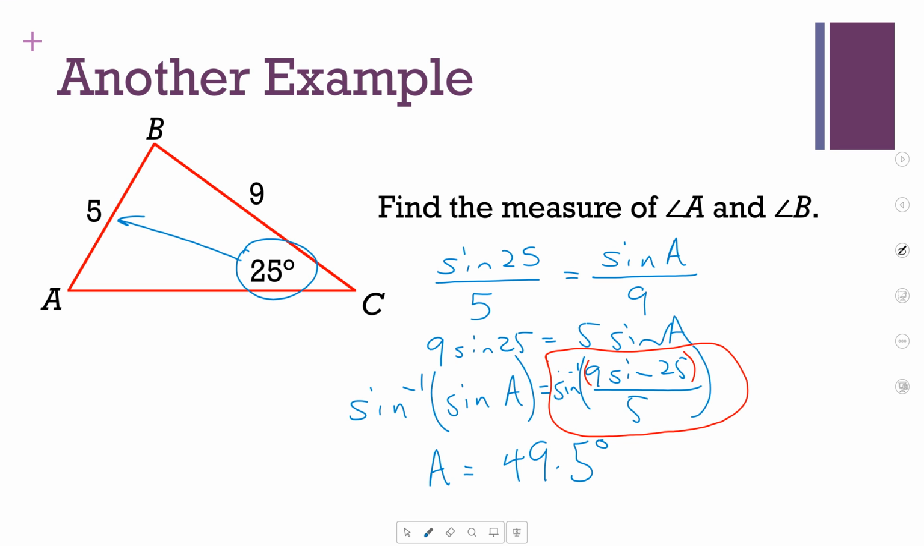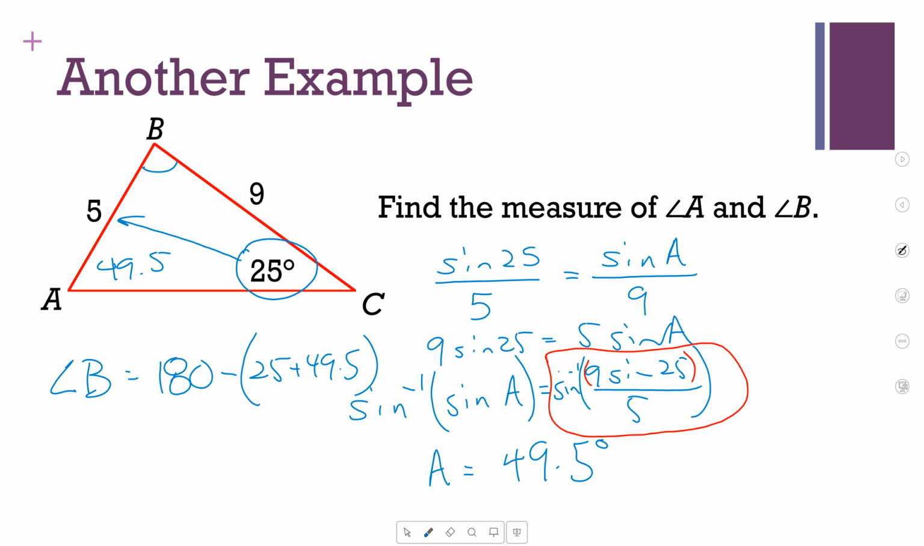And as we talked about, 49.5 is an approximate value. It's actually 49.53 or whatever it was. But to make our lives easier, we're going to use that number to calculate how big angle B is. So 49.5 goes here. Angle B then is 180 minus 25 plus 49.5, however big that angle would be.